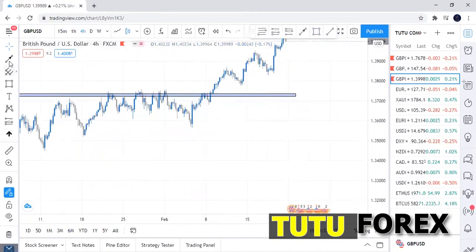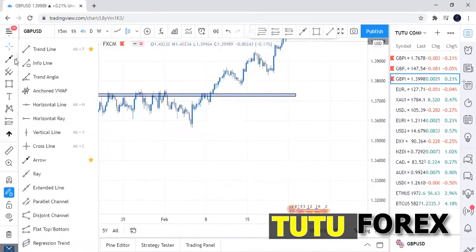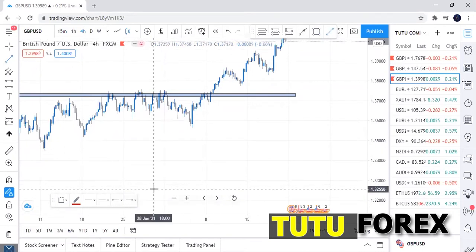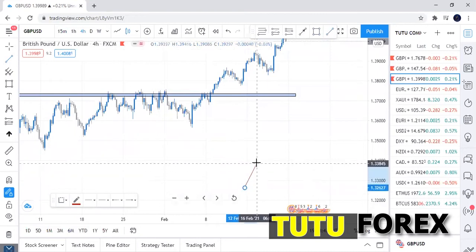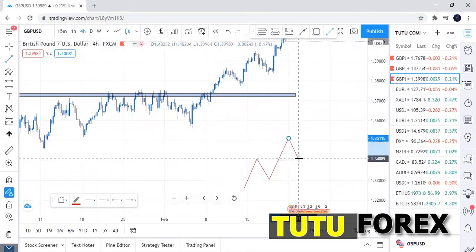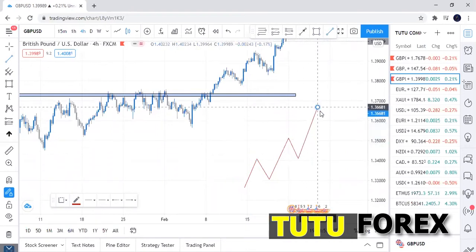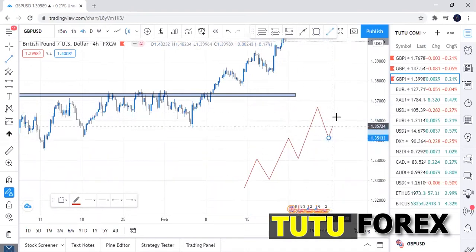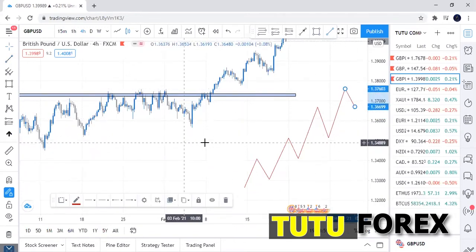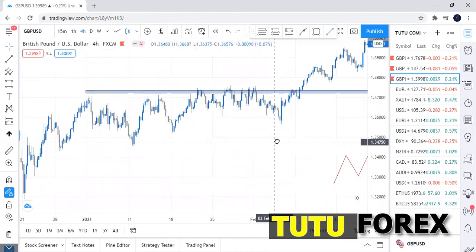When price is in an uptrend, when price is to the upside, we should be looking at something like this. We want to see price going in this way: higher high, higher low, higher high, higher low, higher high, higher low, higher high, and so on and so forth. You get it.